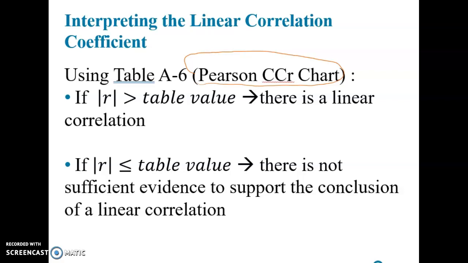So using our table data, we're going to take the absolute value of our R value, and if it is greater than the table value that we find, we're going to say, yes, there's a linear correlation. If our value is equal to or less than our table value, we're going to say that there's not sufficient evidence to support the conclusion of a linear correlation.